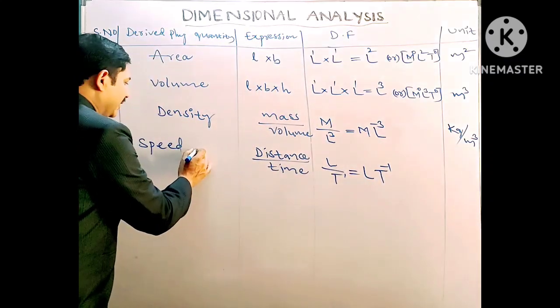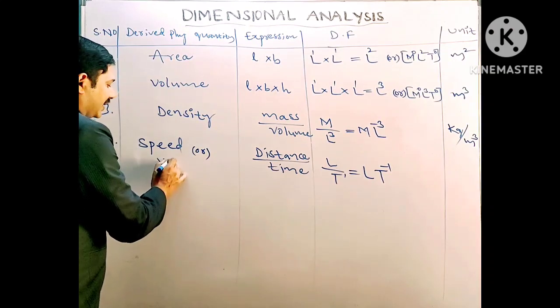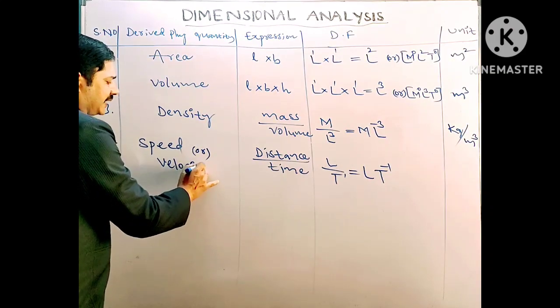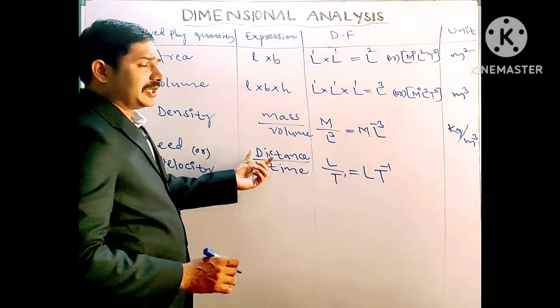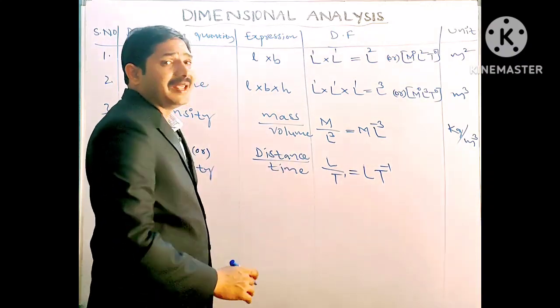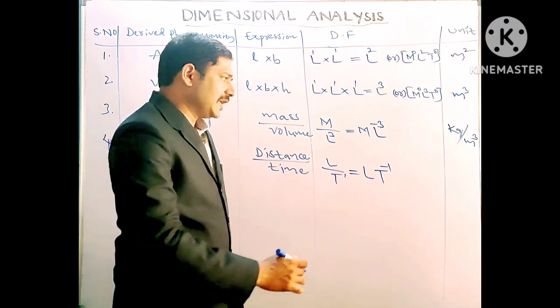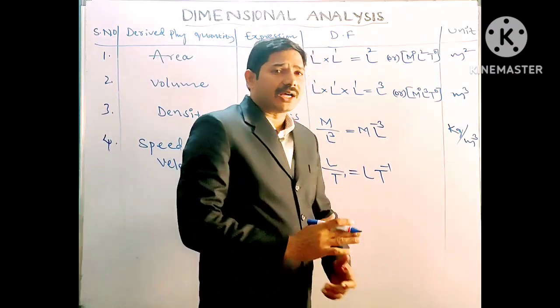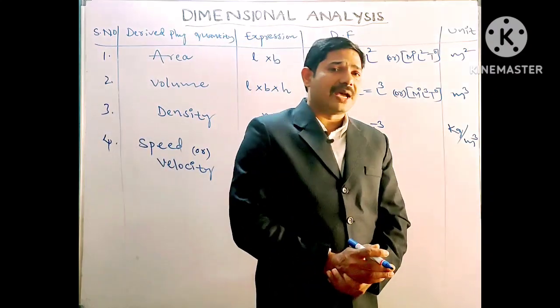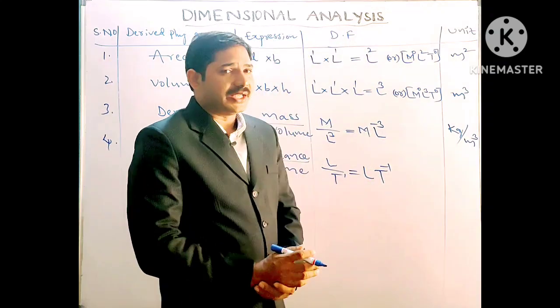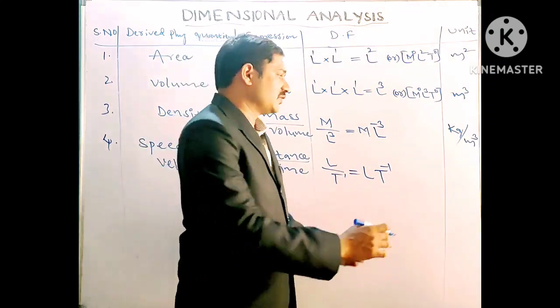Velocity also same only, speed or velocity. Velocity purpose what will take? Displacement by time will take. So velocity or speed both are having the same dimensional formula, so that is L T to the power of minus 1.